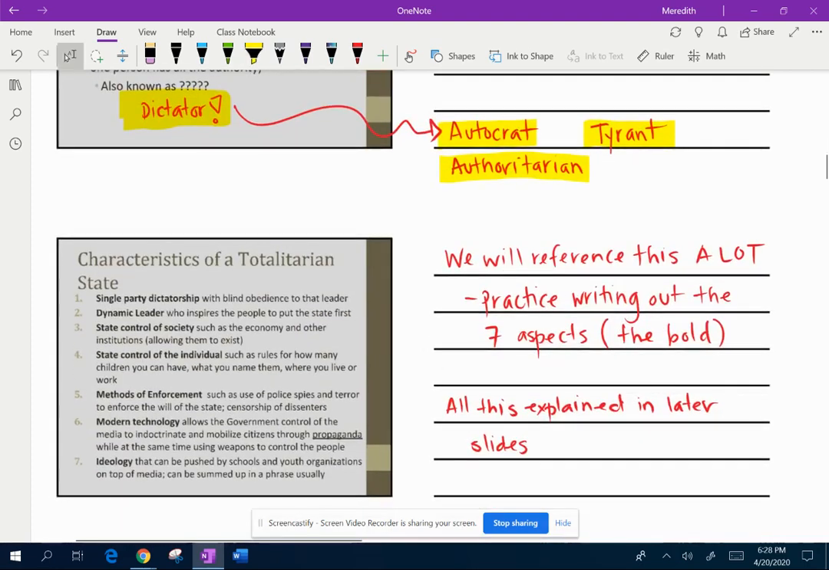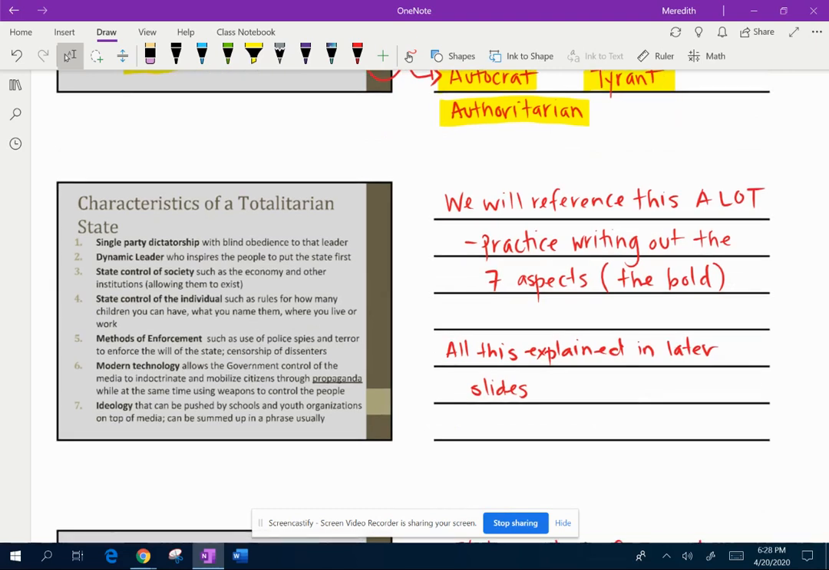Okay. Now, this slide is going to be very overwhelming, and the reason why it's overwhelming is because of the amount of information that's typed into it. But we're going to be constantly referring back to this, not just this week, but honestly next week when we do chapter 10.2 and we talk about Joseph Stalin and Benito Mussolini, but also when we get into World War II and we talk about Adolf Hitler. We are going to constantly refer back to these seven aspects. So I highly recommend you guys practice writing out those seven aspects to just keep them in your brain at all time. So all of these are explained in later slides.